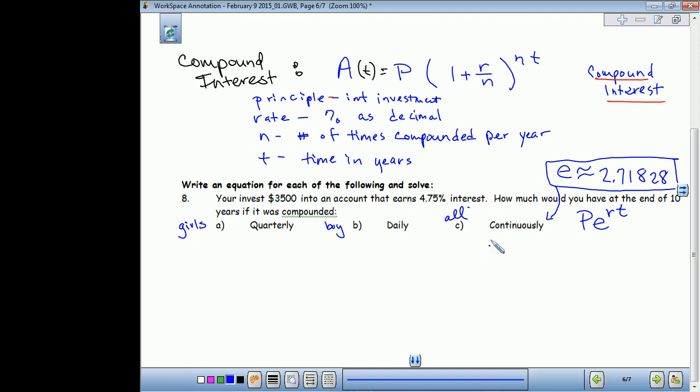Rate 1.0475. I don't think it's a decimal. Where's the rate? 0.0475. Okay, thank you.